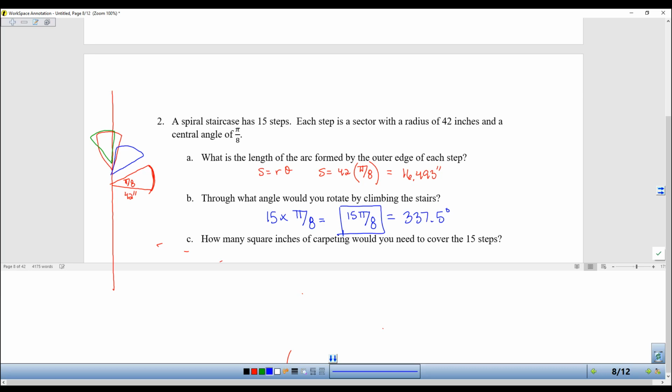So you're going to cover the staircase with carpeting. How many square inches of carpeting would you need to cover the 15 steps? So 1 step area times 15. Remember that the formula for area is 1/2 r squared theta. So 1/2 42 squared. And again, this is already in radians, so we're all set. And then times 15. And that comes out to be 5,195.409 square inches.